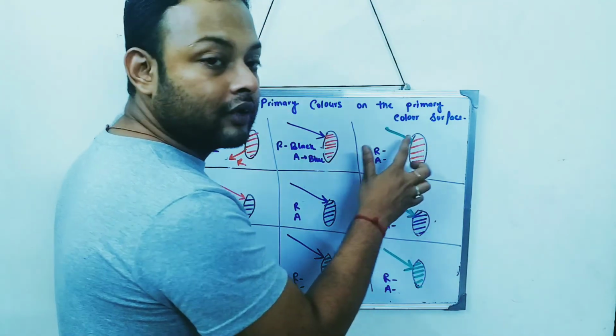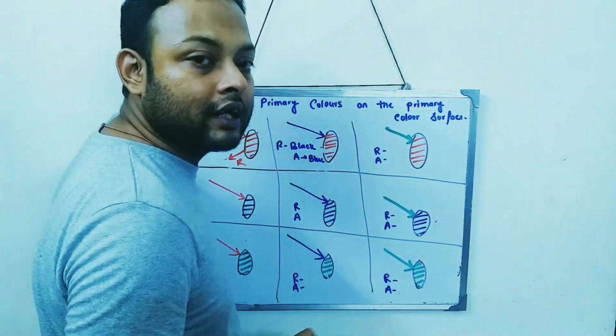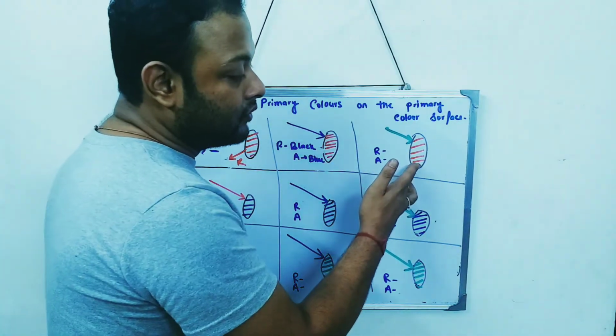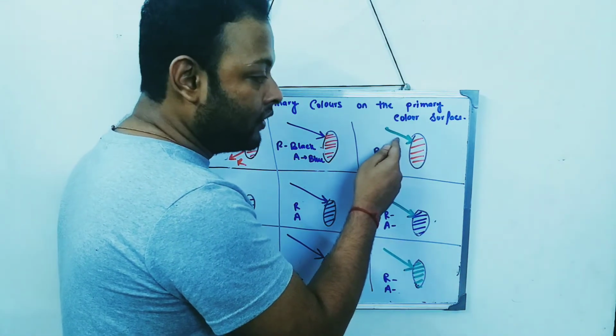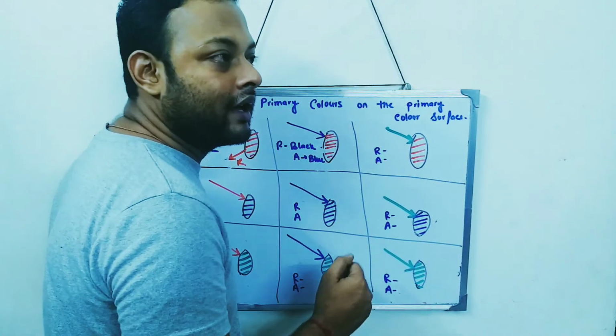Now you see this scenario. On the red surface, what is coming? Green color is coming. Since the red surface will only reflect the red color, and over here only green color is present.